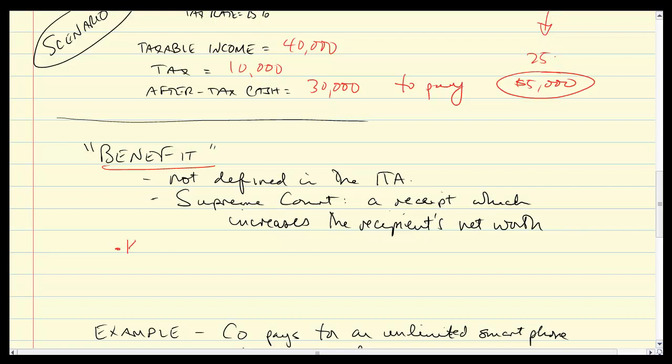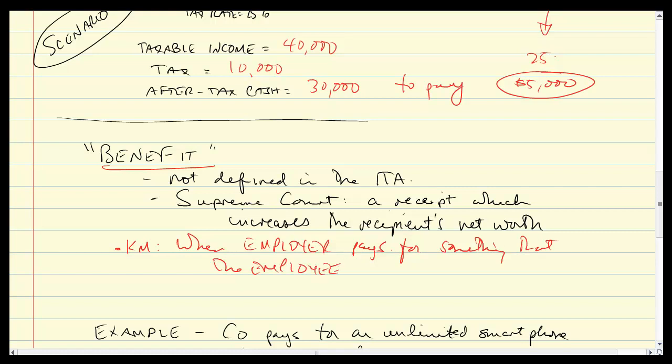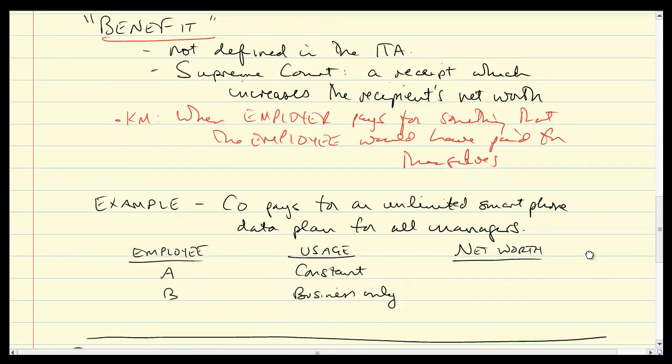In my mind, so you can take this as the Kevin Markle, if I was a Supreme Court justice, which I never will be, by the way, it's when the employer pays for something that the employee would have paid for themselves. Okay, so it's basically something I needed anyway. So in this case, he needed a house to live in. They just paid for that. And so it is a bit of a shell game.